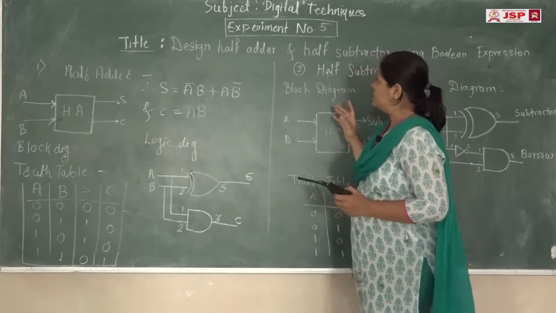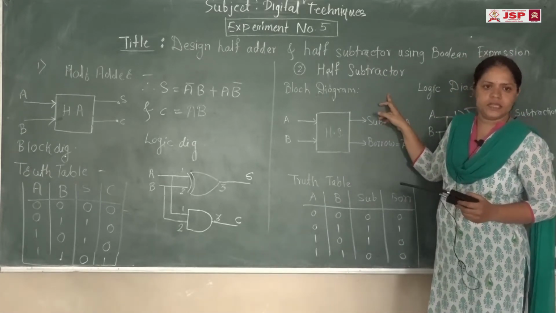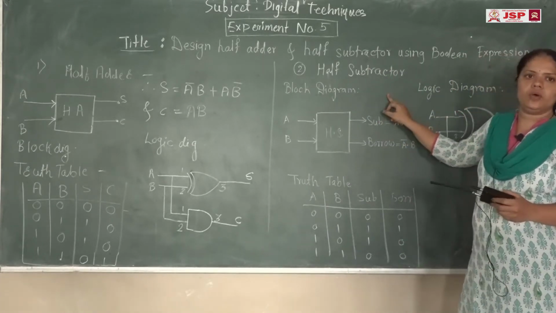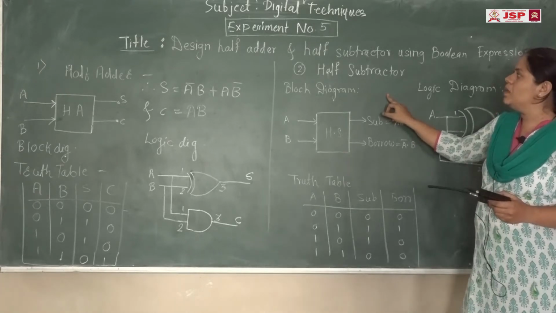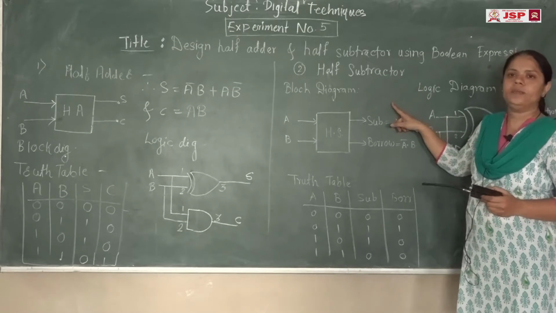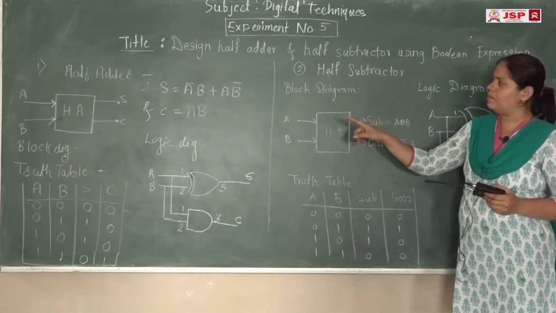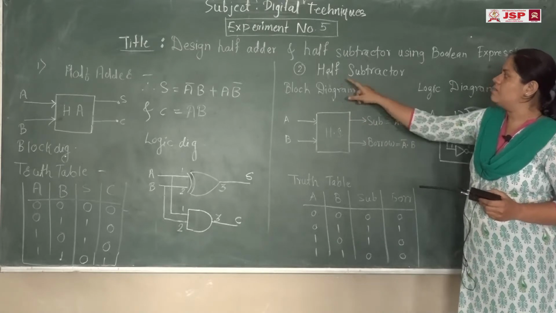Similarly, we can see the half subtractor. Half adder and half subtractor are combinational logic circuits which are used for 2-bit addition and 2-bit subtraction purposes. In the first part we have seen the half adder. Next we will see the half subtractor.